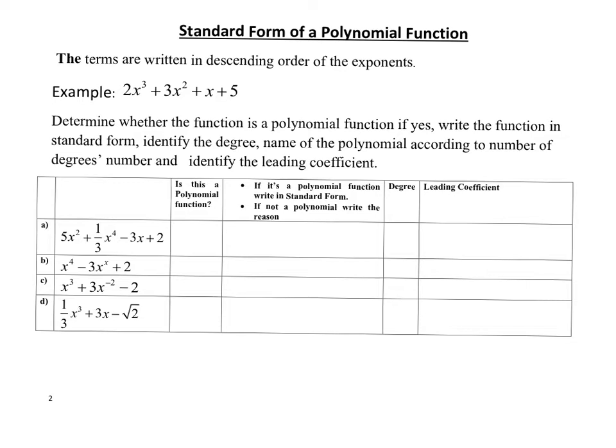And what are we supposed to do here? So here we are told the terms are written in descending order of the exponents. So we start with the highest degree going down. So here, determine whether this is a polynomial function. If yes, write it in standard form. Identify the degree, name of the polynomial according to the number of terms, and identify the leading coefficient.